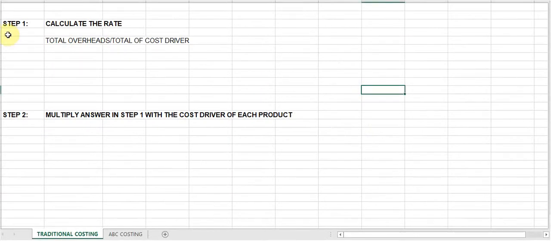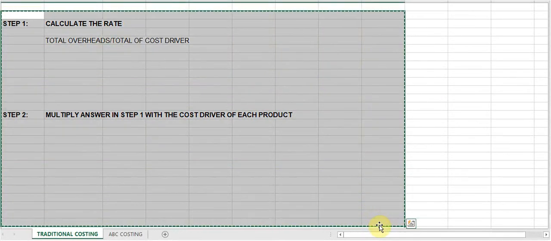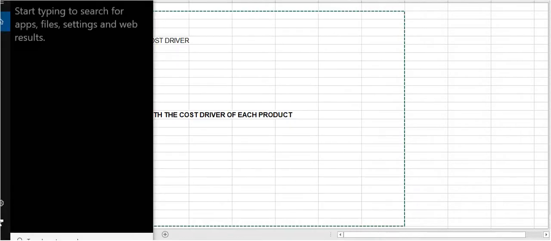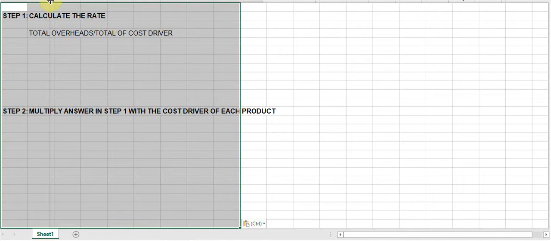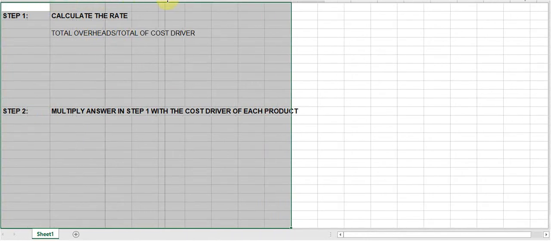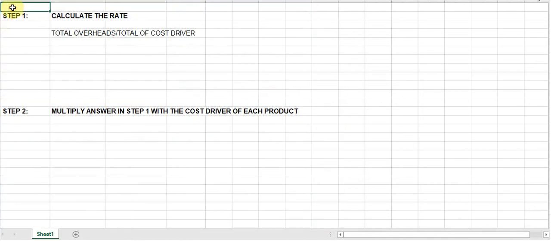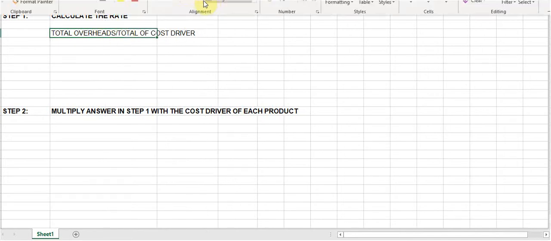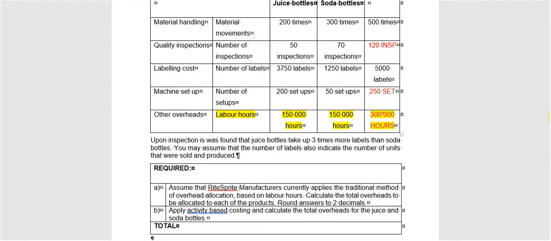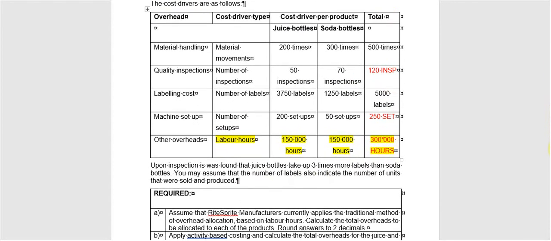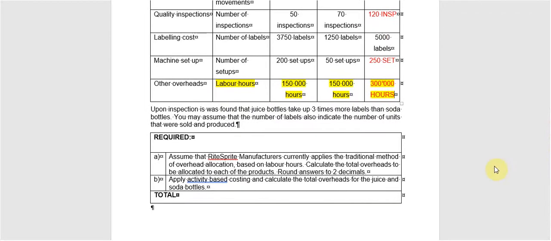I have shared with you the template. So I am just copying the template onto a new Excel spreadsheet so that we can have a proper memo. For traditional, and this is now then, of course, the answer to number A. For traditional, we need to take the total overheads and we need to divide it by the total cost driver. In this instance, if I go back to my question, the total overheads was 575,000. The total cost driver was 300,000 hours.